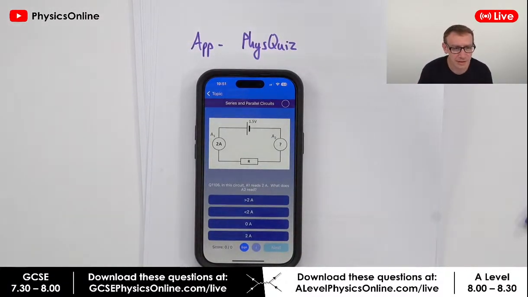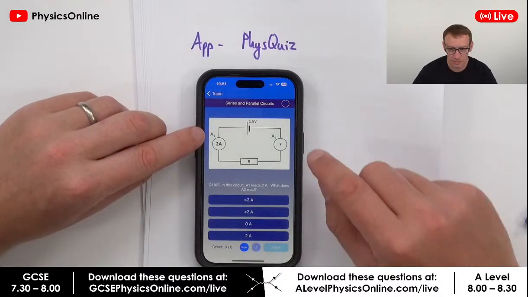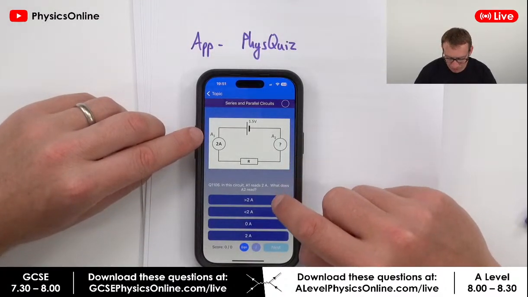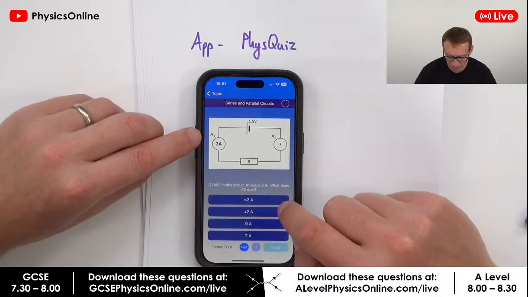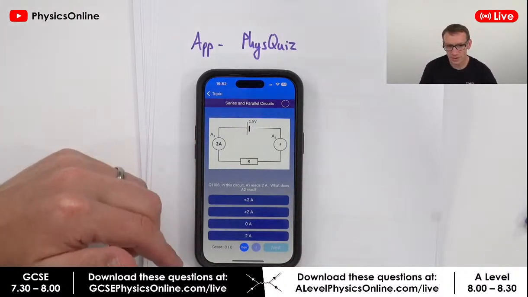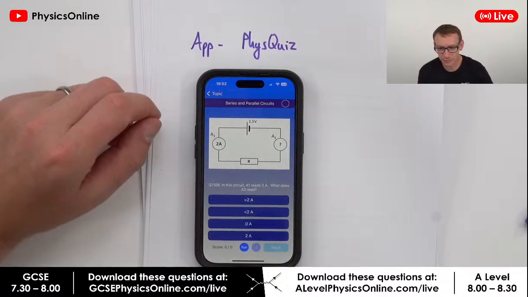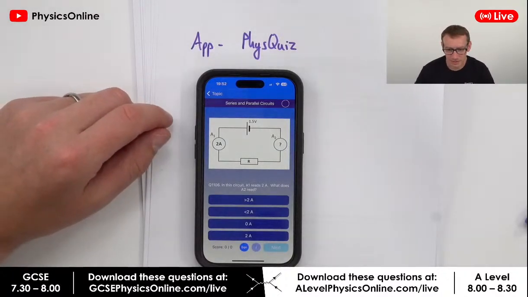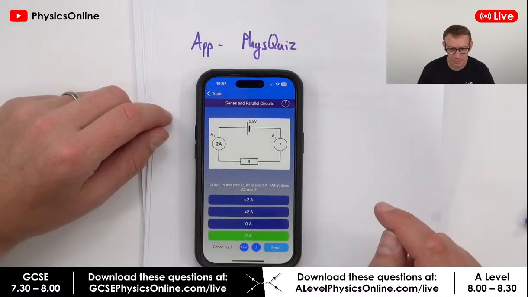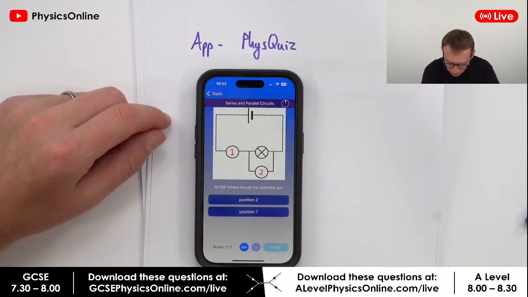Hopefully you can see all of that. In this circuit, if A1 reads 2 amps, what does A2 read? Is it bigger than 2 amps, smaller than 2 amps, 0 amps, or 2 amps? Hyperslane says 2A, Matty 2A, James 2A. Should we go for 2A? Correct, nice.